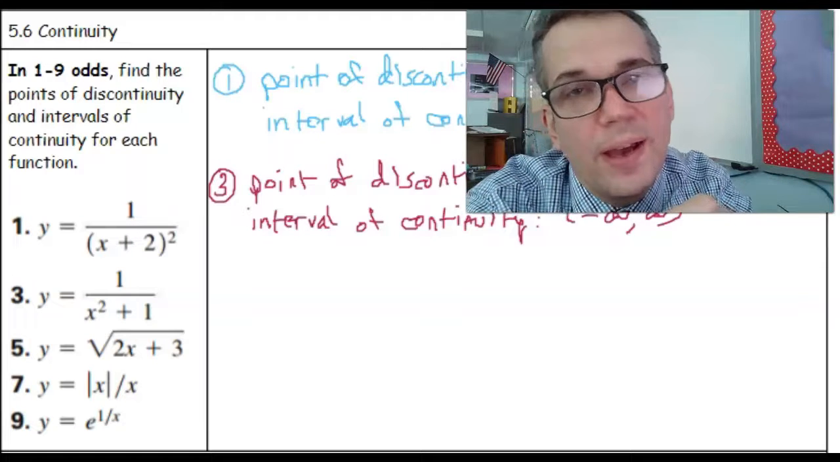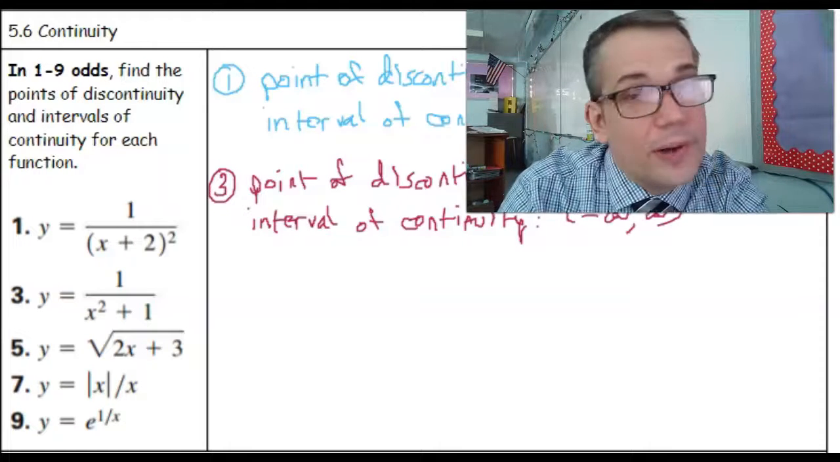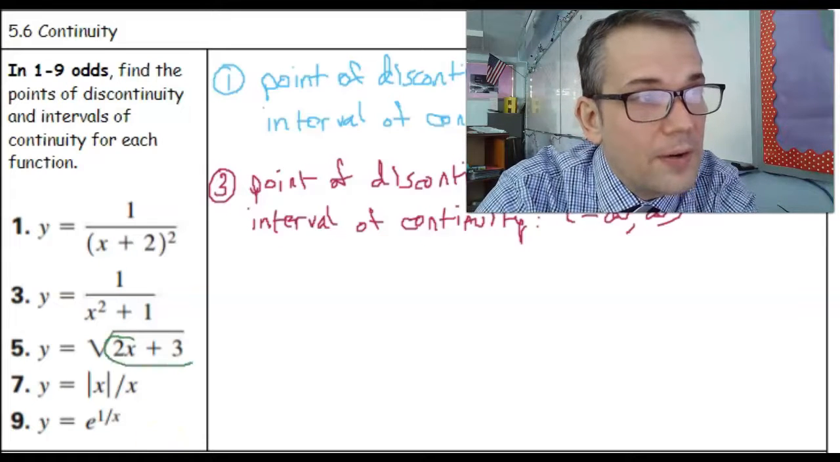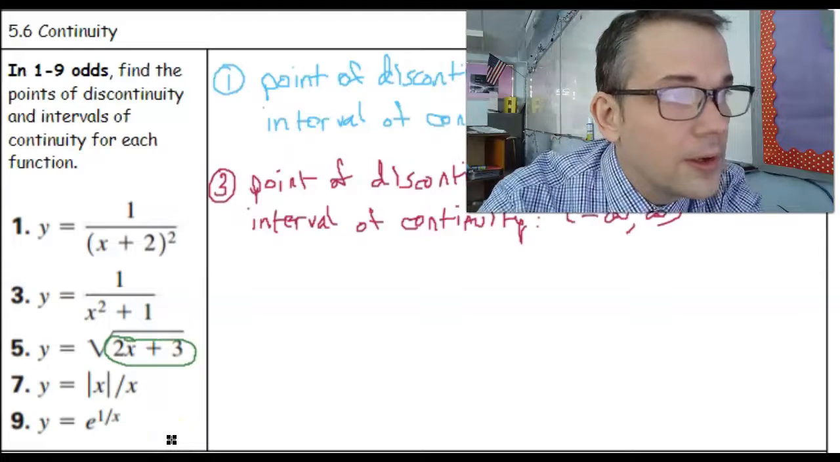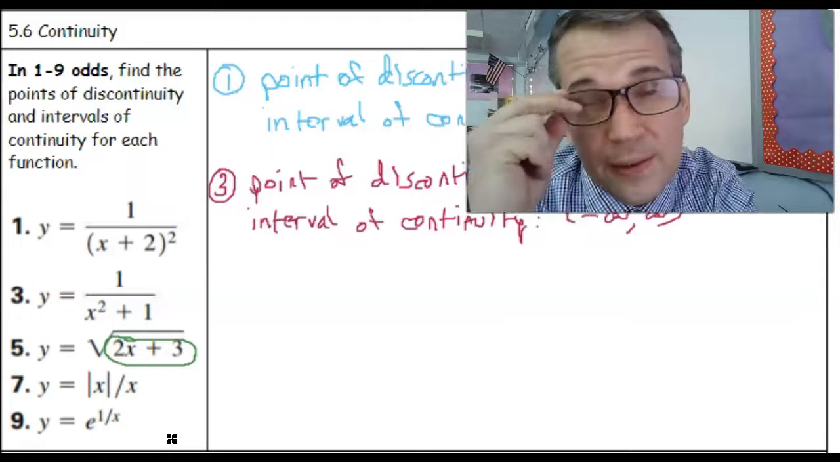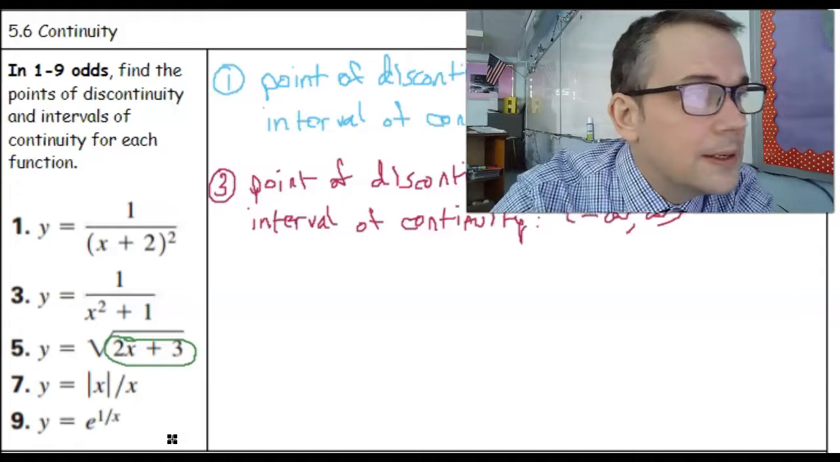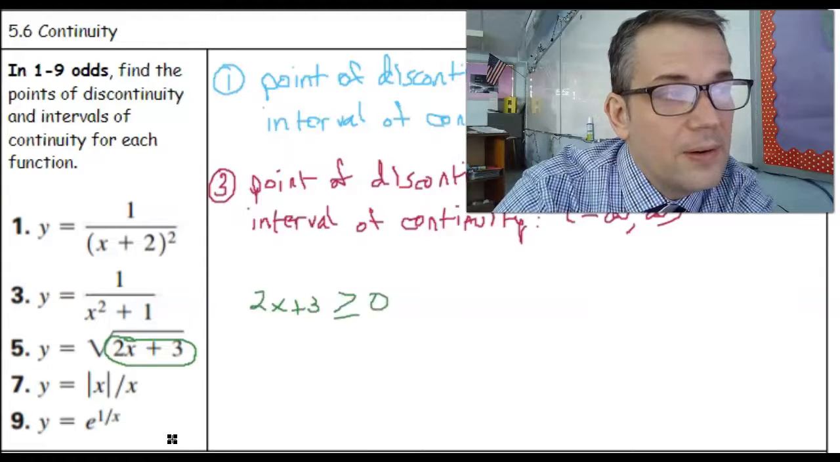For question 3, we have our first even root, and so this really just becomes a question about the domain of that function. We cannot allow this to ever have a negative number under the square root. So saying something's not negative is the same as saying it's got to be at least 0, or greater than or equal to 0. So I would do something like 2x plus 3 has to be at least 0.